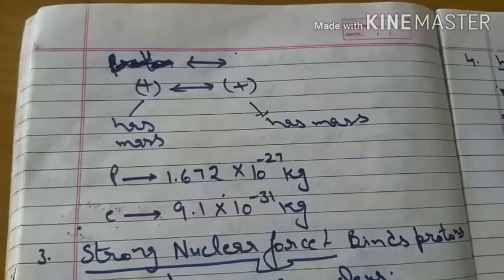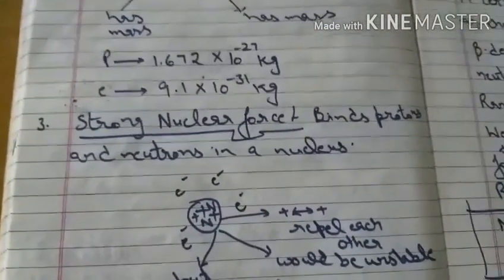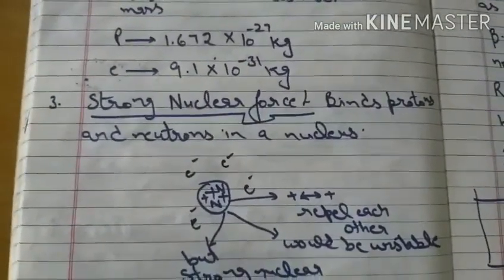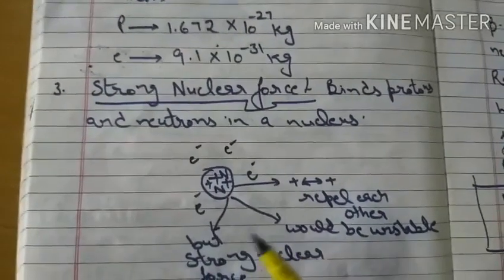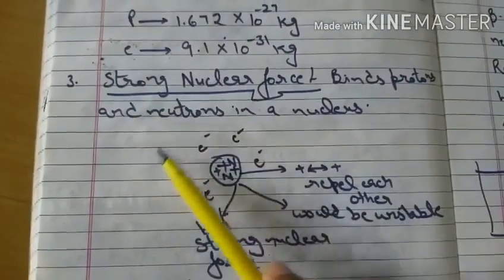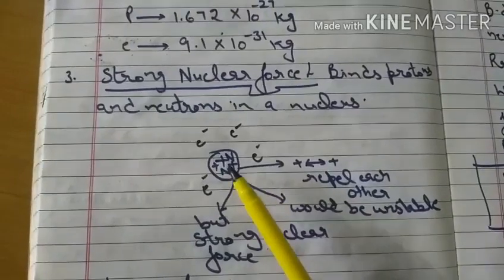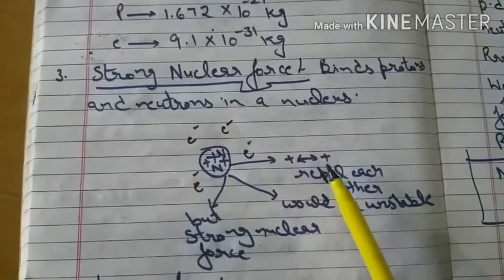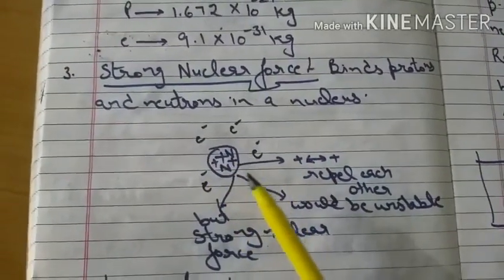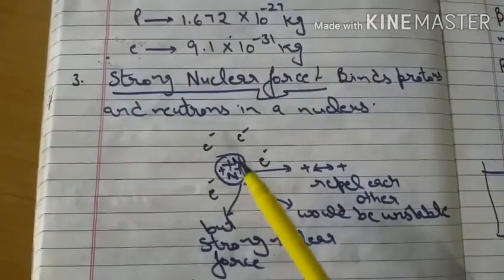Now moving further to our next type, that is nuclear forces. The nuclear forces are the forces that bind protons and neutrons in a nucleus. As you have studied in your lower classes, in the nucleus of an atom, protons and neutrons are present and electrons revolve around the nucleus. But as we all know, protons have the same charge and they should repel each other. How is it possible for the protons to reside in the nucleus? Because the nucleus should be unstable due to the fact that they have the same positive charge.